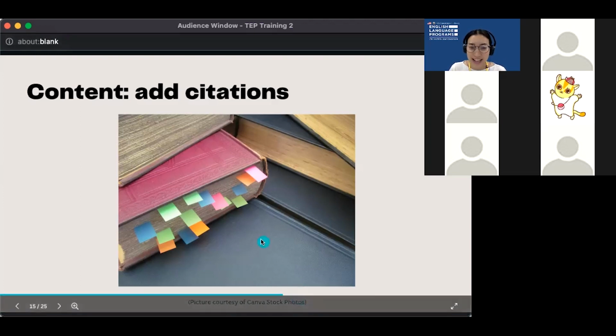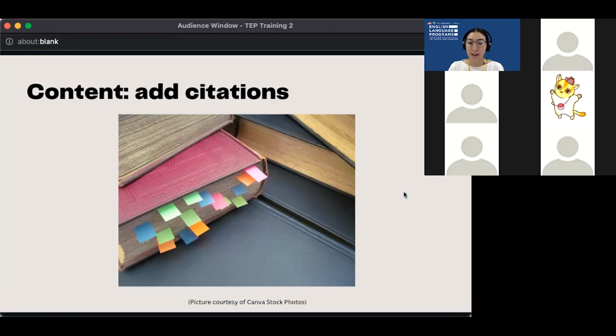I just want to point out, you can see here at the bottom, I have this picture courtesy of Canvas stock photos. This is showing the source of my photos, right? So I am showing that this is a legally used image. And similarly, you can do the same. You can teach your students to do the same thing.